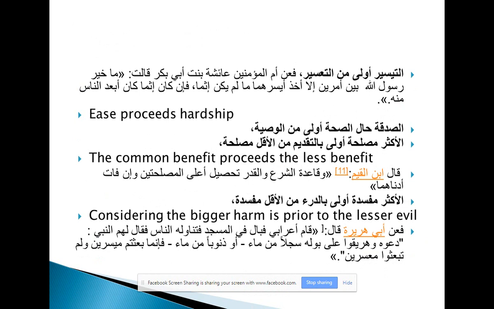When you convert, it also depends on the community that you're around. Absolutely. They're telling you here's what you have to do. The common benefit precedes the lesser benefit, of course. الأكثر مصلحة أولى بالتقديم من الأقل مصلحة. The common benefit, meaning the more benefit, the things that you need more. Considering the bigger harm is prior to the lesser evil.